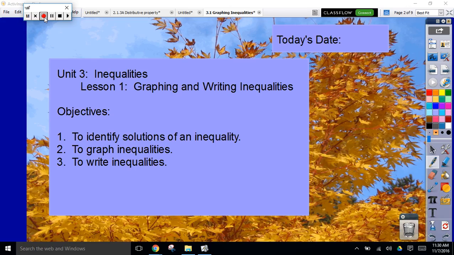We're going to talk first about what the inequalities mean. We're going to identify what solutions look like. We're going to learn how to graph them, and we're going to learn how to write them. So today's lesson should be all brand new material.